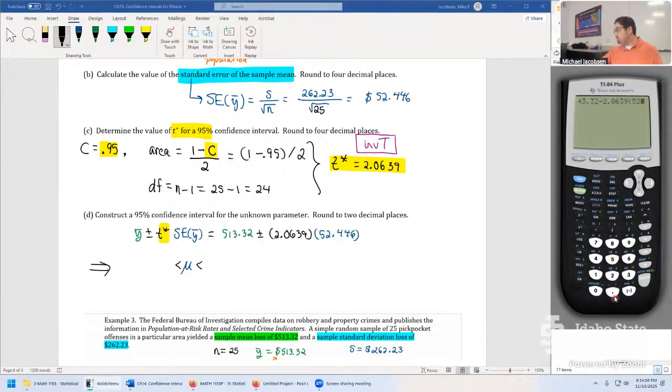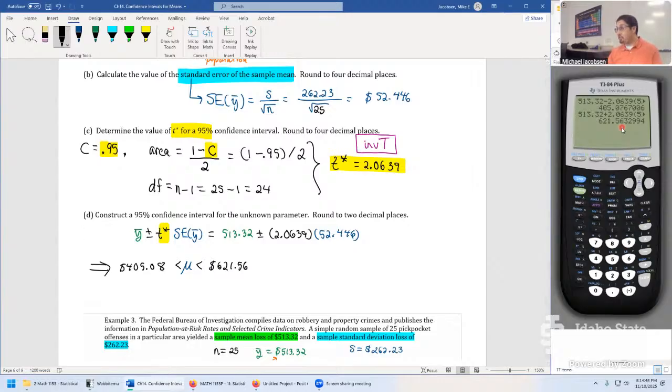2.0639 times 52.446. So this is the lower bound. And because this is money, we can round to the nearest cent, $405.08. Then the standard trick is to copy that operation down. Go left here to flip the sign to plus. Oops. There we go. And here's the upper bound, $621.56. And at this stage, we're done.